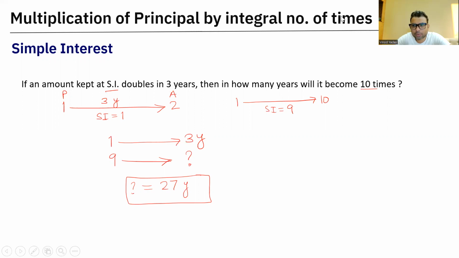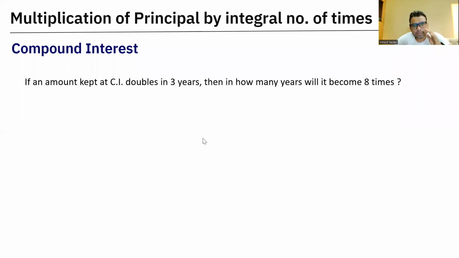Okay? Understood? Next question is about compound interest. If an amount kept at CI doubles in 3 years, then in how many years will it become 8 times?